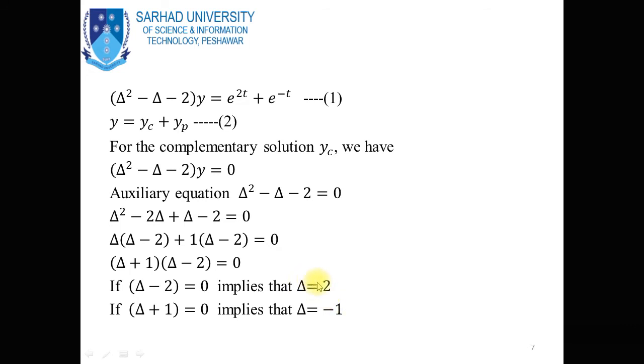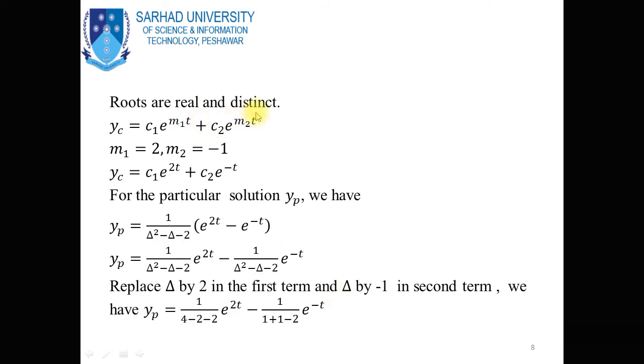Now this del represents m. In the previous video lecture, we wrote the auxiliary equation m square minus m minus 2. Now this is actually the auxiliary equation del square minus del minus 2 is equal to 0. So we obtain the two real and unequal roots, del is equal to 2 and del is equal to minus 1. So the roots are real and distinct. When the roots are real and distinct, then the complementary solution is equal to c1 e power m1t plus c2 e power m2t. So m1 is equal to 2 and m2 is equal to minus 1. So the complementary solution is equal to c1 e power 2t plus c2 e power minus t.